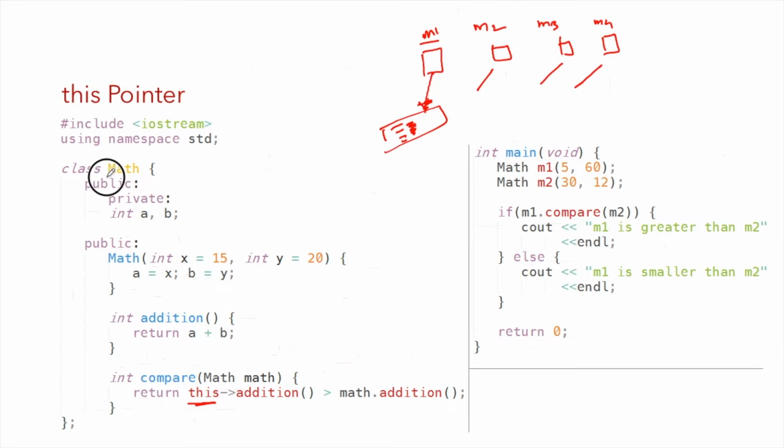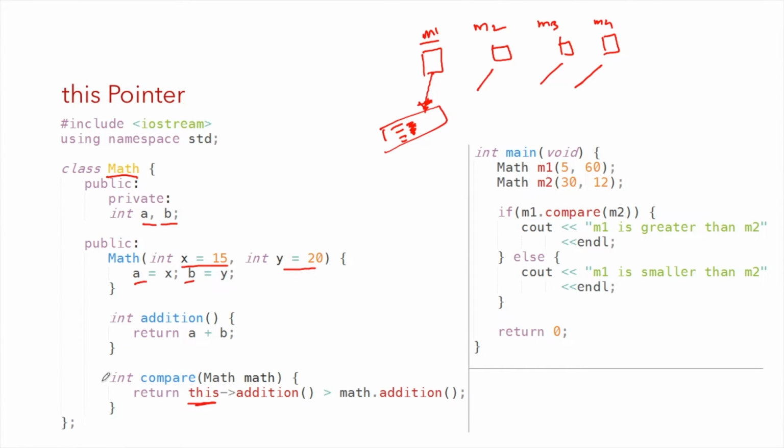Again, I have class Math, with two private variables a and b. Inside the public section, we have Math as the constructor, wherein we have a few default values, x equal to 15 and y equal to 20, which are assigned to variables a and b, the private members. Then we have one function, addition, wherein we are adding two values and returning the total of those two variables.